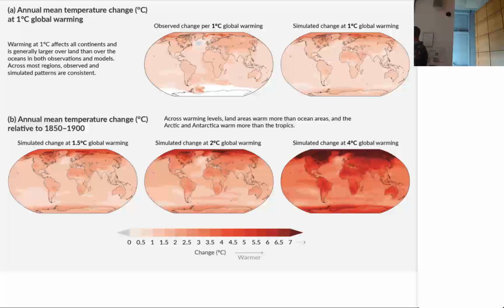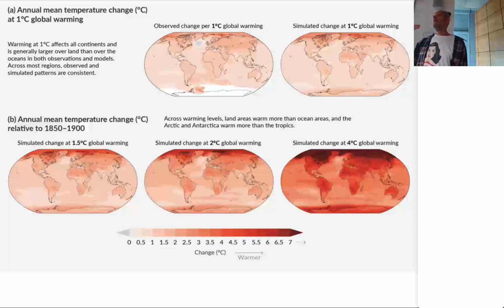The second pattern that you clearly observe is that warming is much more pronounced towards the poles than towards the equator. And this has to do with the way heat is transported through the atmosphere. We observe this and we see this in the models as well. So 4 degrees of warming global average means completely different things depending on where you live, right?